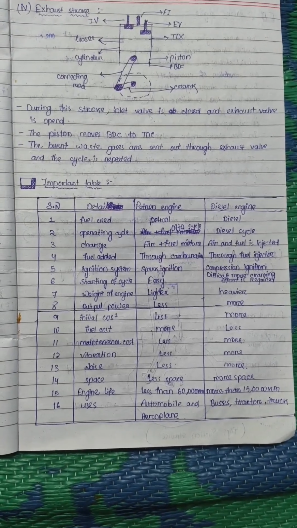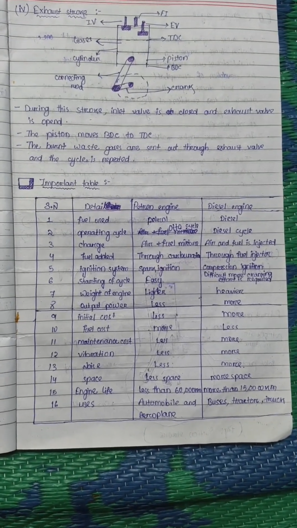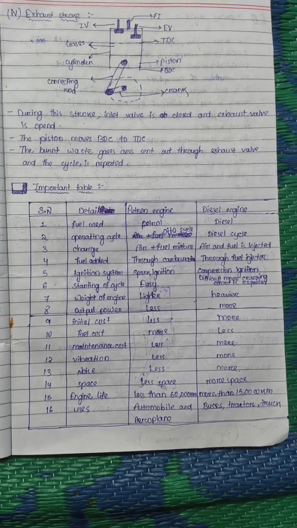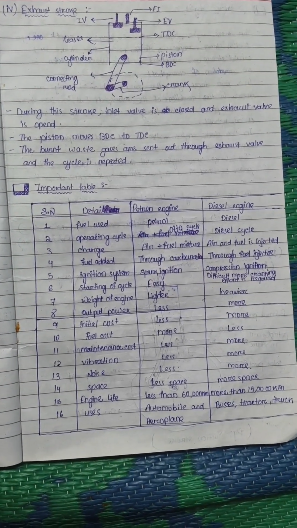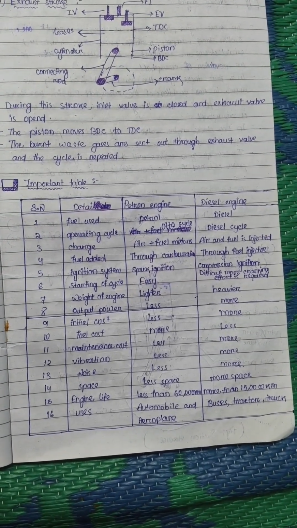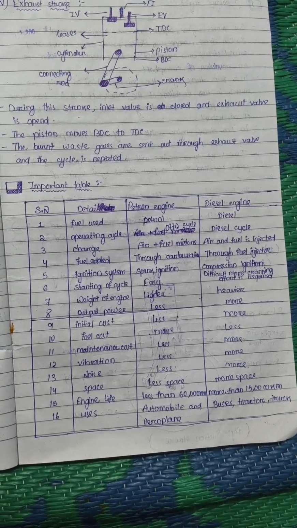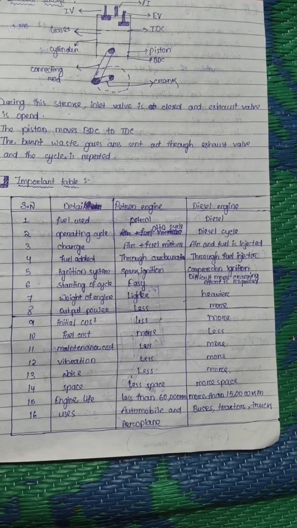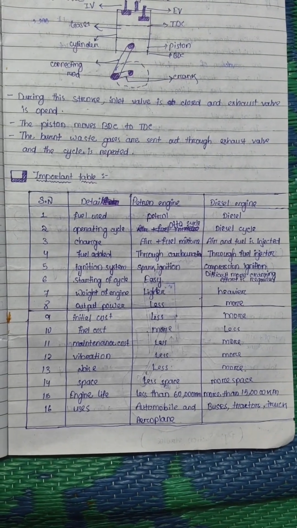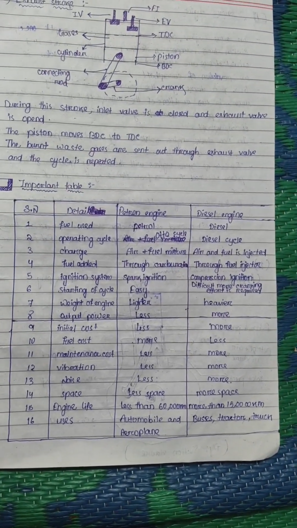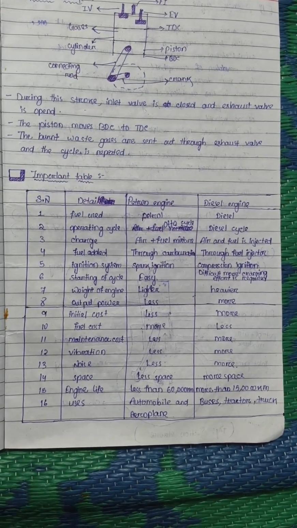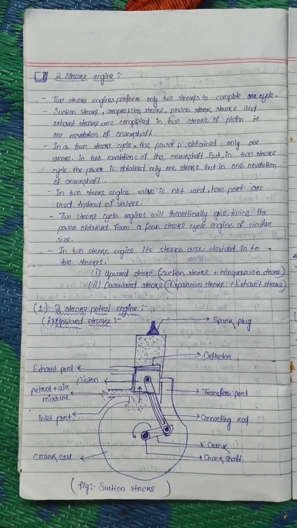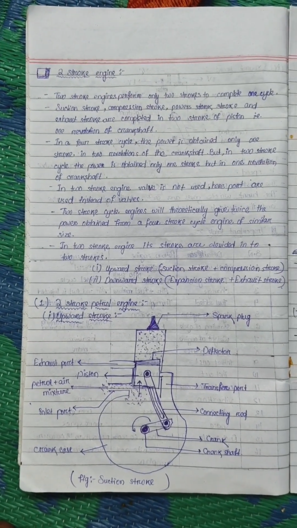Engine life of a petrol engine is less than 60,000 kilometers and in a diesel engine it is 150,000 kilometers. Uses of a petrol engine are in automobiles and aeroplanes and uses of a diesel engine are buses, tractors and trucks. Here we have the two-stroke engine.